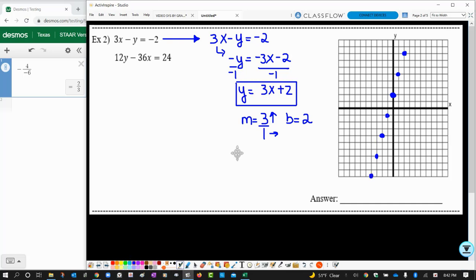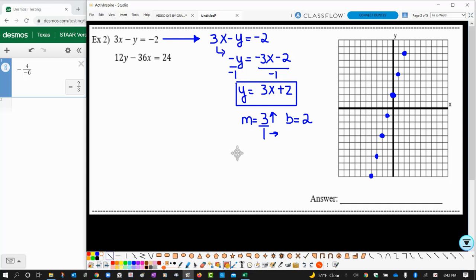Once I've done that, I'm going to connect the dots using a straight line. You can use your ID, and there is our line. Let me make it a little bit better. Here we go. Perfect. Now we're going to do the same thing to the other equation. We're going to get the y alone.